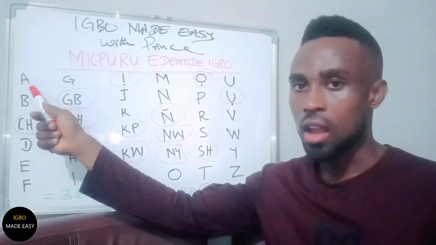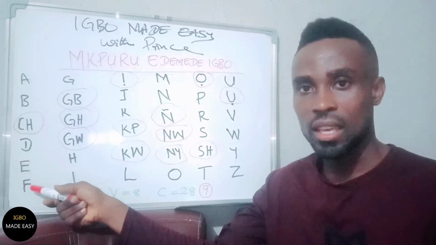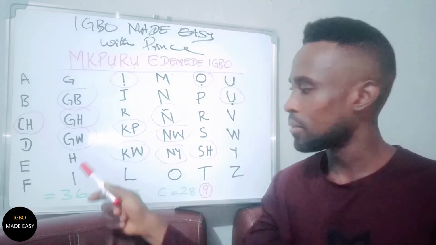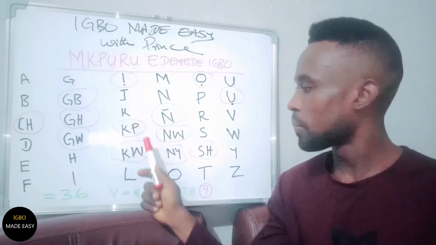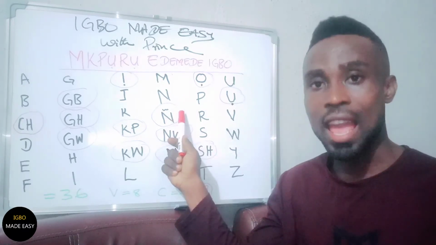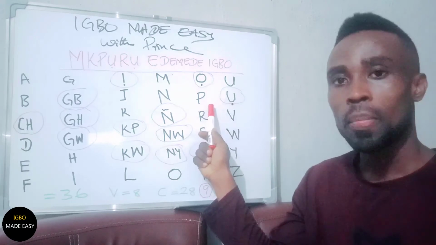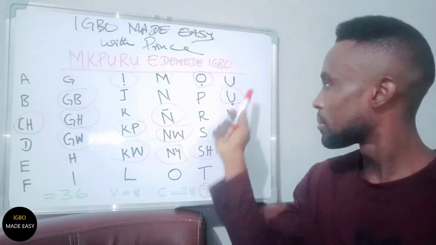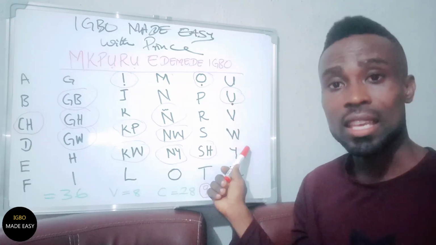I'll begin to read. A, B, C, D, E, F, G, H, I, J, K, L, M, N, Ng, Ny, O, P, R, S, Sh, T, U, V, W, Y, Z.